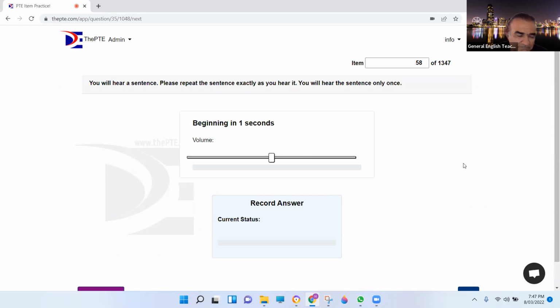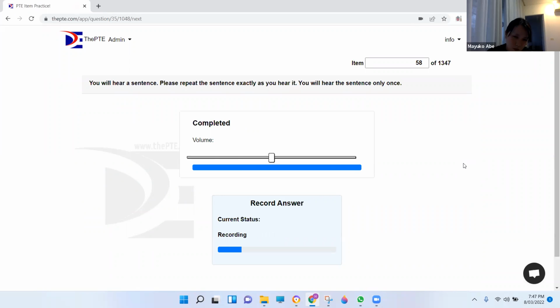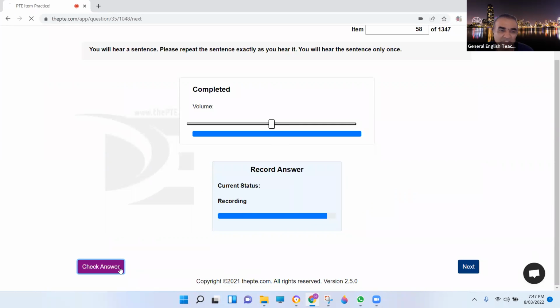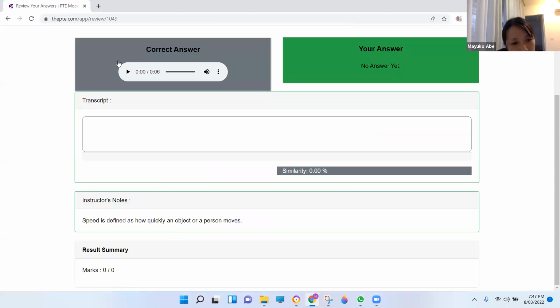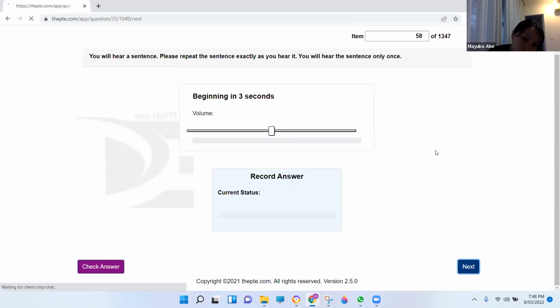Mayuko. Speed is defined as how quickly an object or a person moves. Speed is how quickly person or object move. Very good. Speed is defined as how quickly an object or a person moves. Next one.